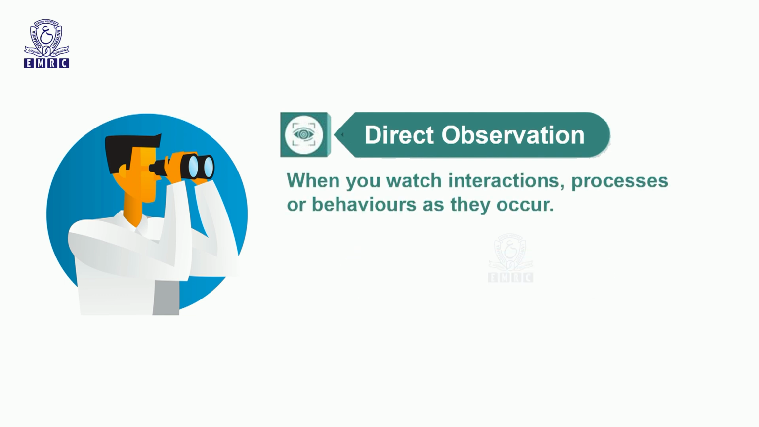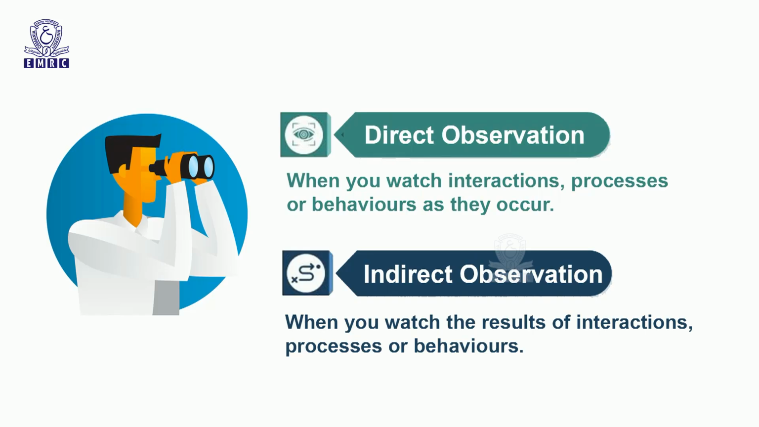Direct observation is when you watch interactions, processes or behaviors as they occur. For example, observing a teacher teaching a lesson from a psychology or sociology curriculum to determine whether they are delivering it with fidelity. Indirect observation is when you watch the results of interactions, processes or behaviors. For example, observing the amount of plate waste left by students in a school cafeteria to determine whether a new food is acceptable to them or not.